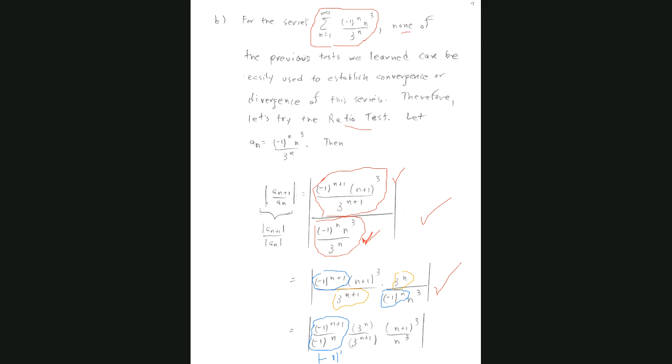Okay, what's 3 to the nth power divided by 3 to the n plus first power? What's that equal to?